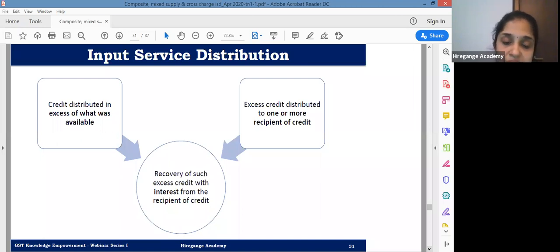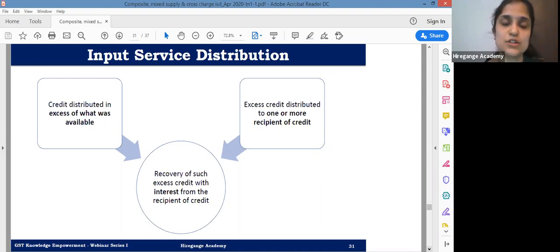And what happens if there is any such excess credit distributed, then probably the recovery with interest from the recipient of the credit would be a likelihood. So very carefully the credit distribution needs to be done. Here I would like to emphasize a very, very significant aspect, that is whether the ISD is said to be mandatory. Department surely thinks so.